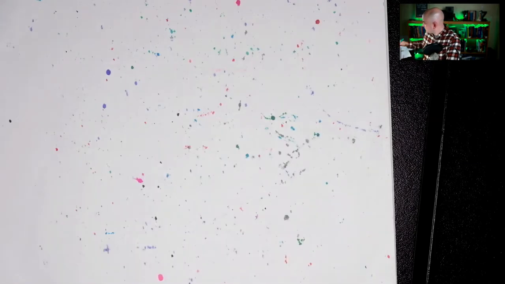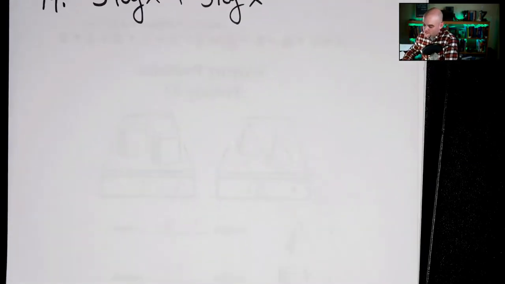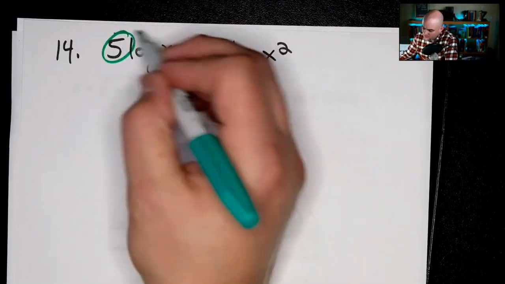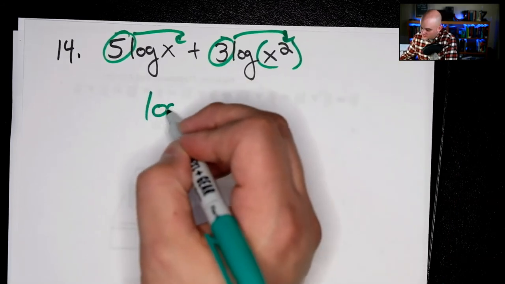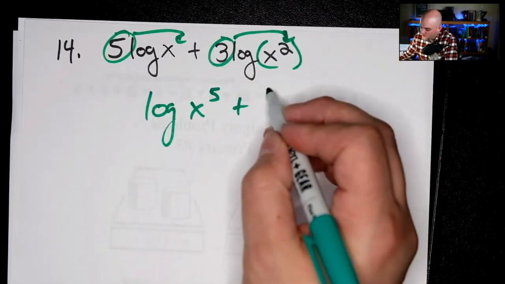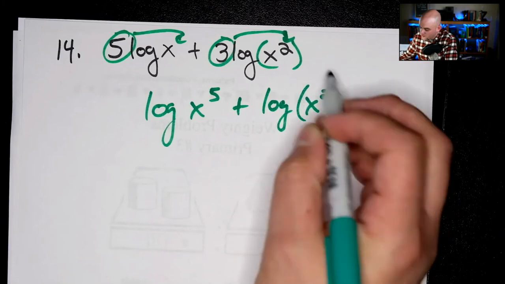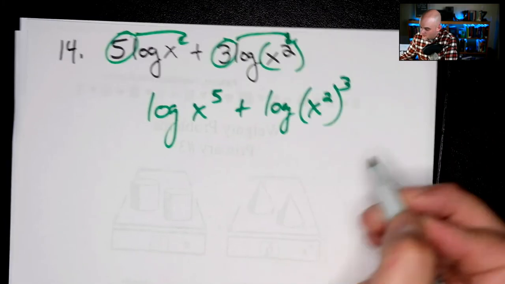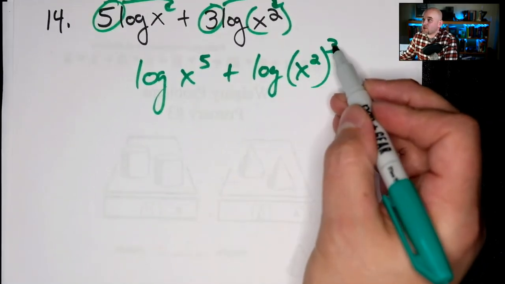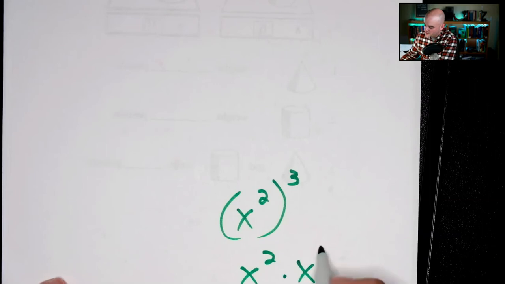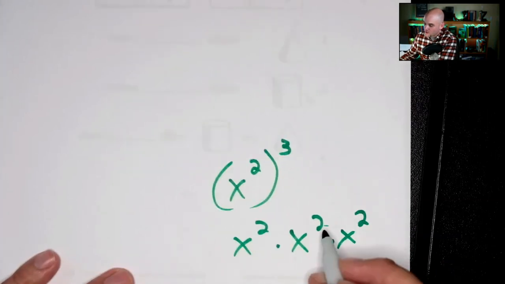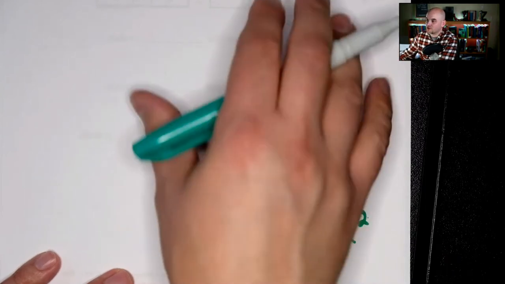All right, let's look at number 14 now. So number 14, we've got to move these up top. Oh, we got something already there, don't we? Let's see what we get. We get the log of x raised to the 5th plus the log of x squared, the whole thing raised to the 3rd power. Remember that when we take an exponent raised to a power, we multiply those two. Why? Because x squared cubed is the same thing as x squared times x squared times x squared, right? And then we just add those up. We get x to the 6th.